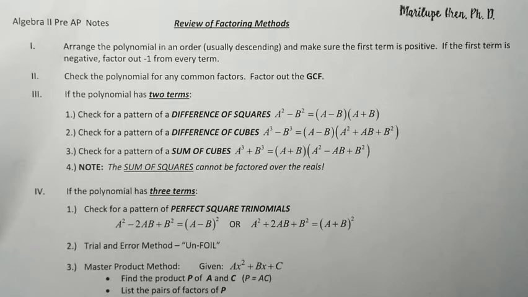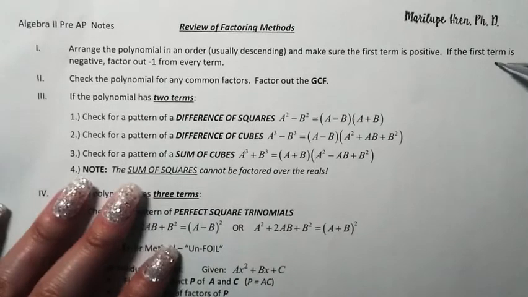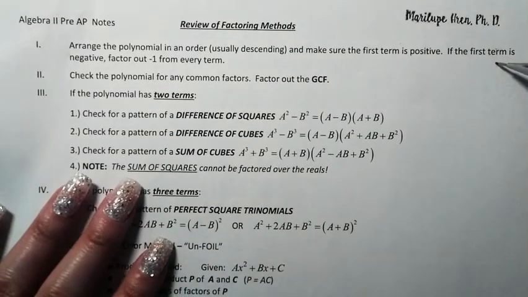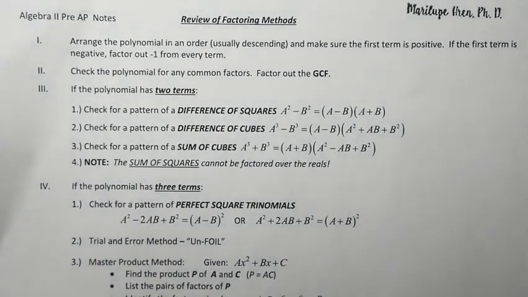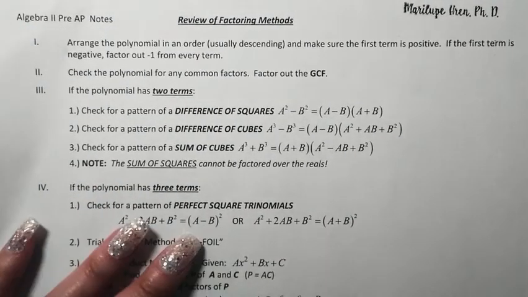So the first thing that you need to remember is you need to arrange the polynomial in an order, especially in descending order from the highest exponent to the lowest exponent. Make sure that the first term is positive. You know that the leading coefficient being positive is always a plus. It's easier, simpler, so you want that. If the first term is negative, factor out a negative from every term so you can make your life simpler.